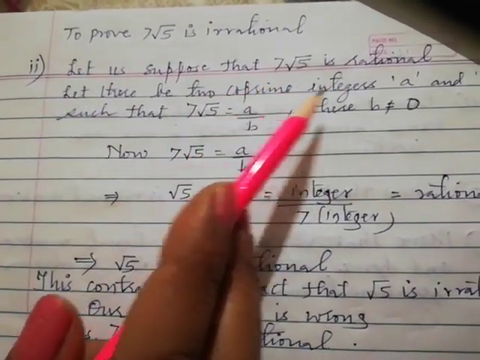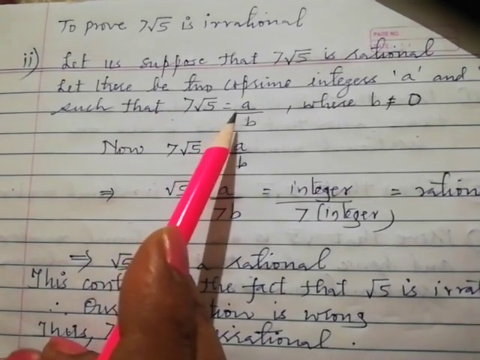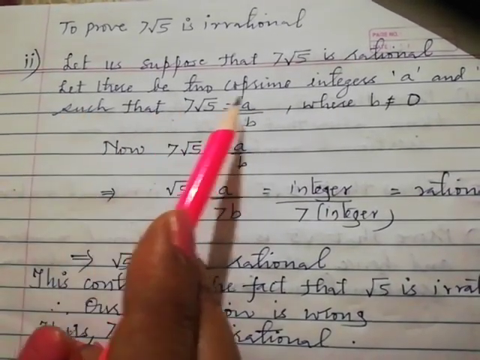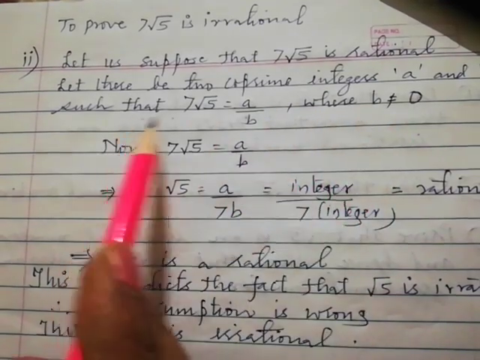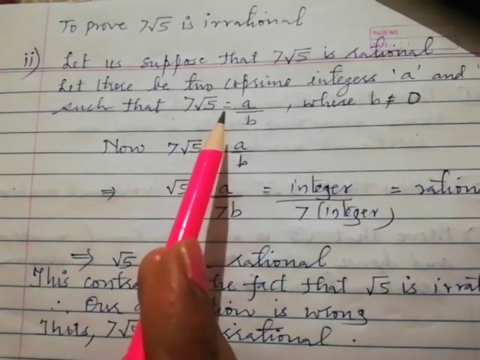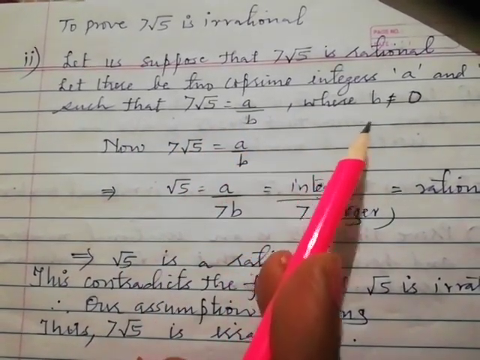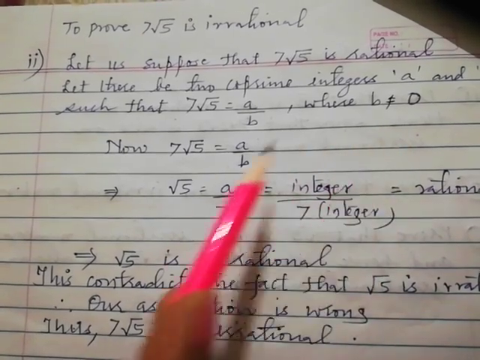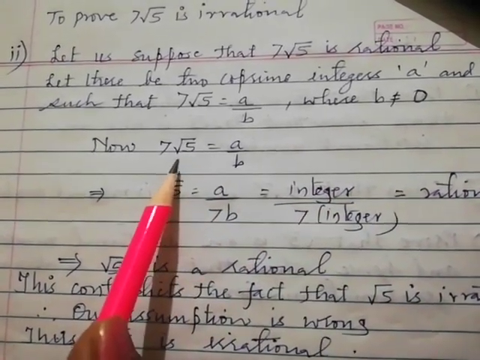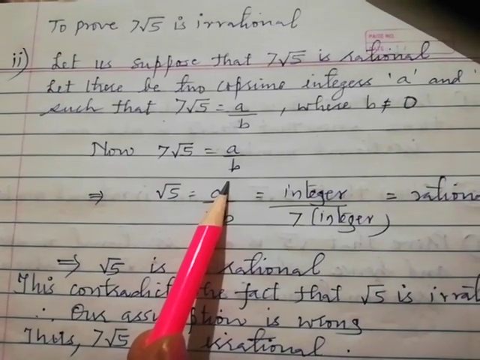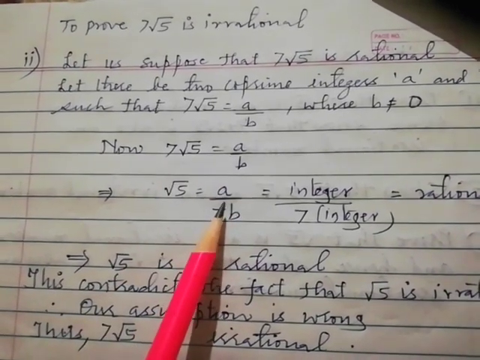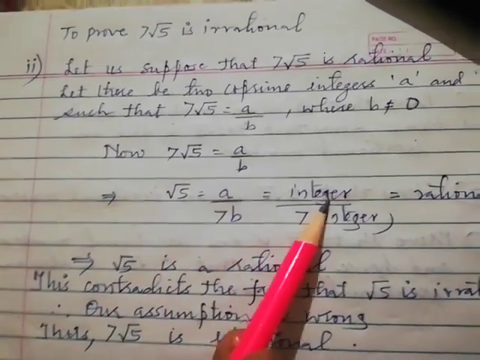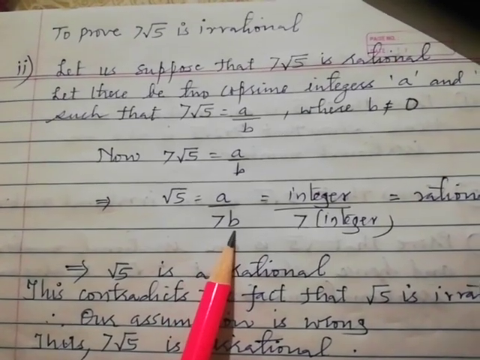So if it is rational, we can write it in the form of a by b. So let there be two coprime integers a and b such that 7 root 5 is equal to a upon b, where b is not equal to 0. Now keeping this root 5 over here, we'll take 7 down in the denominator, cross multiplying. So root 5 is equal to a upon 7b. Here a is an integer, 7 is an integer, b is an integer.